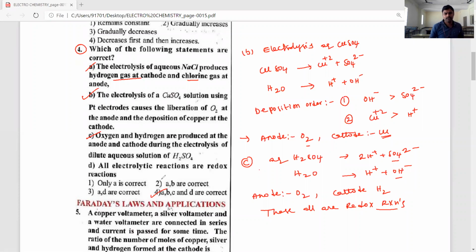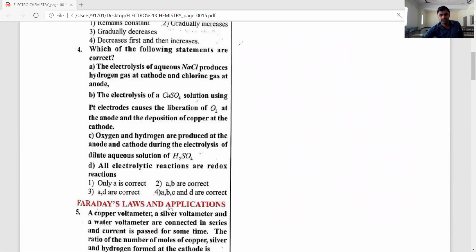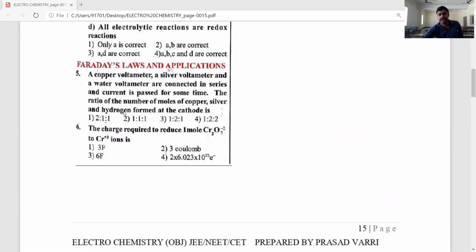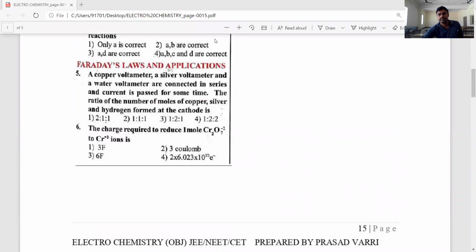Okay students, let's go for the next, fifth question. Faraday's laws. These are very, very important for board examination as well as in objective examinations. Regarding Faraday's laws, they ask questions in board examination, and in objective examinations like CET and NEET they compulsorily ask questions. Faraday's laws means two laws are there: Faraday's first law and Faraday's second law.